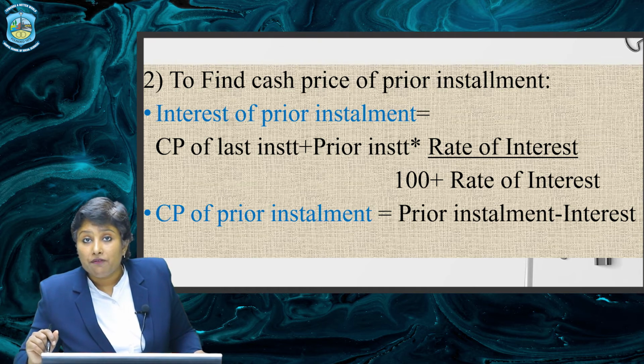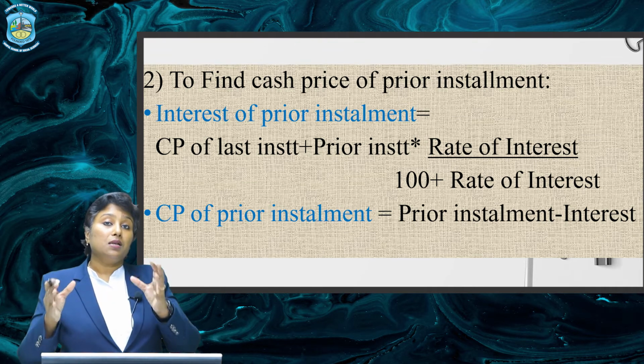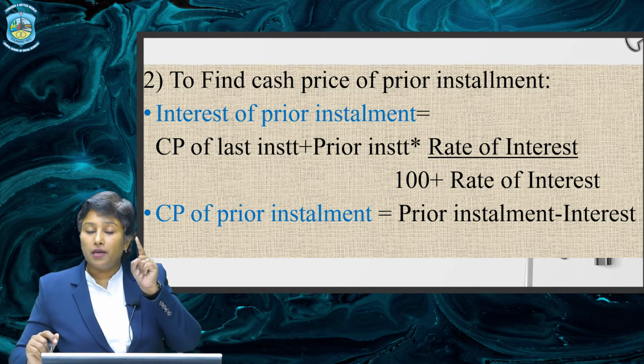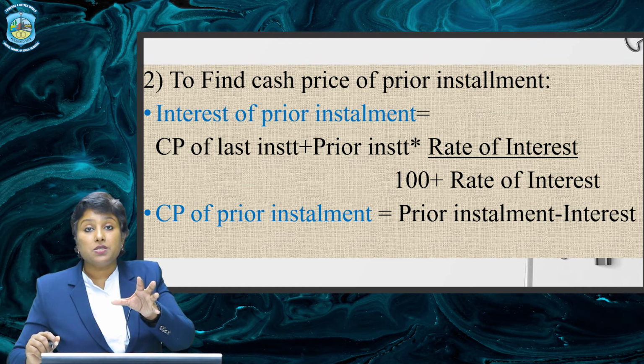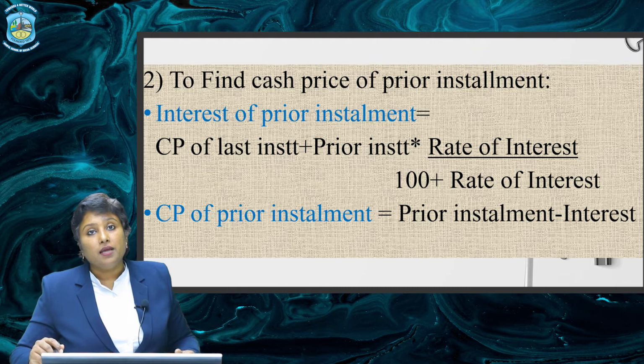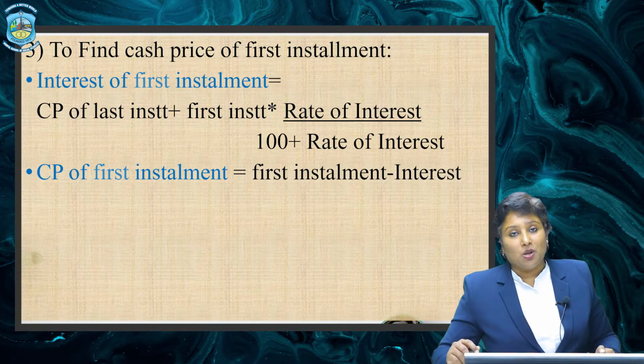What is it going to give you? The amount of interest included in the previous installment. Once you have got the amount of interest included in the previous installment, simply deduct it from the installment to get the cash price of the immediately preceding installment.